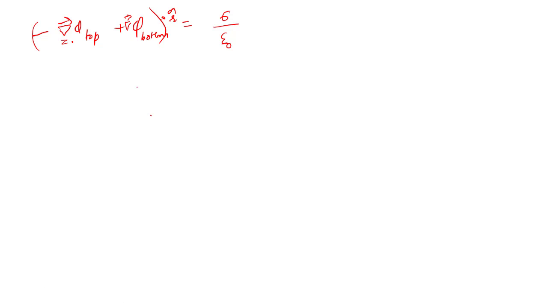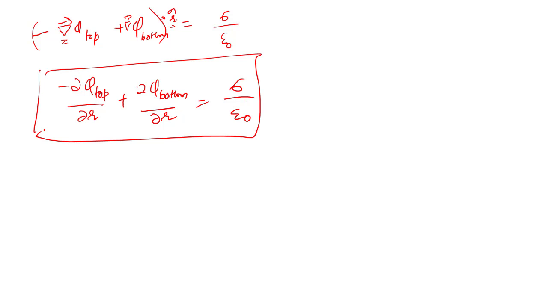So I'm dotting this grad with r, so I'm going to take only the r component of the gradient. So I have minus dou phi top by dou r plus dou phi bottom by dou r is equal to sigma by epsilon naught. So this is the other boundary condition.